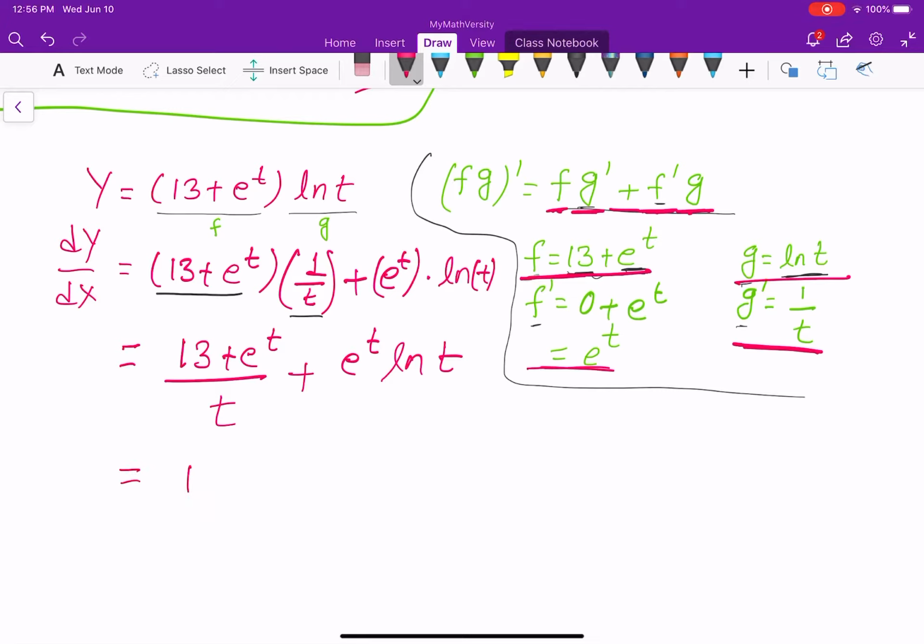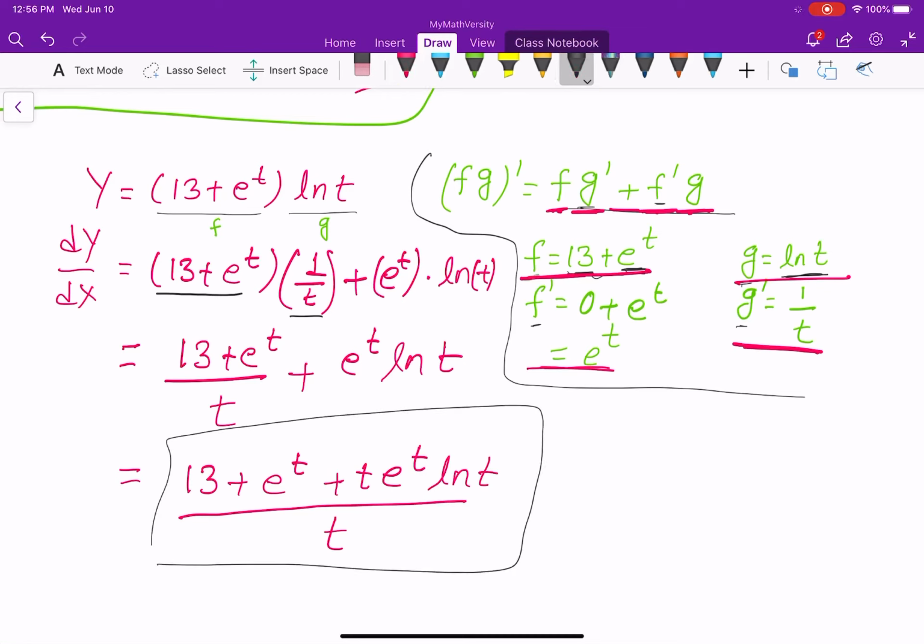Or if you want another alternative, you could also write this as 13 plus e to the power t. If you take the lowest common denominator, which is t in this case, on the denominator we'll have t, and on the numerator we'll have 13 plus e to the power t plus t times e to the power t times ln of t. And this is the derivative of the given function.